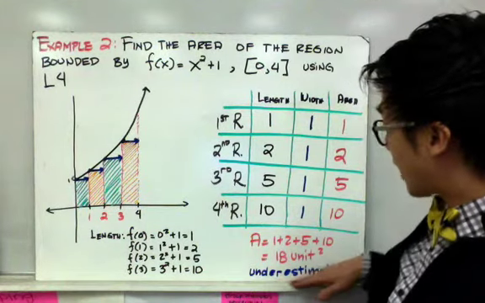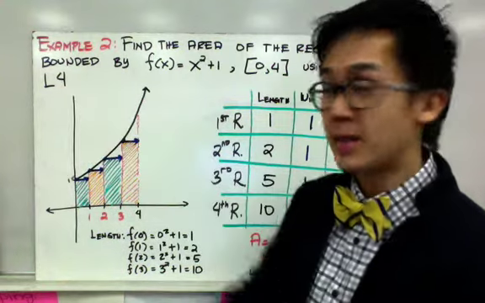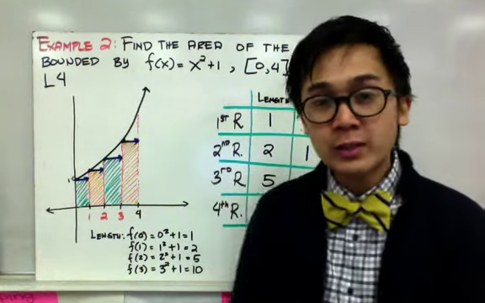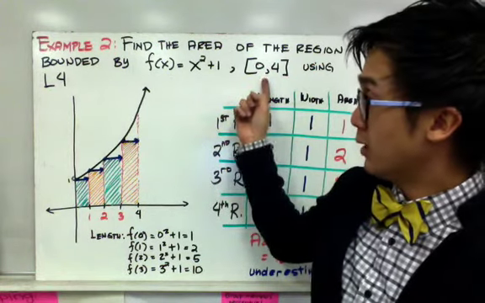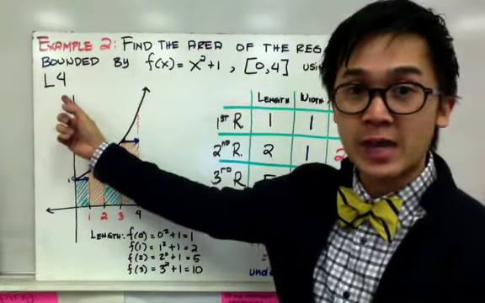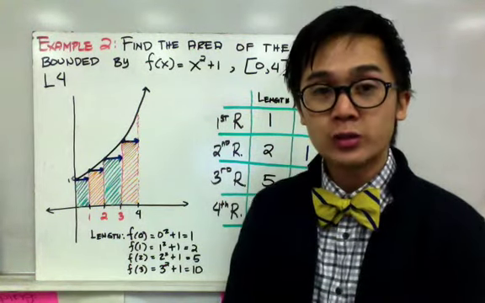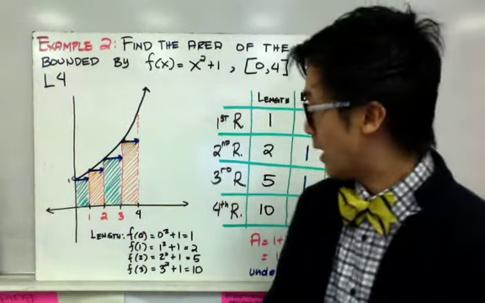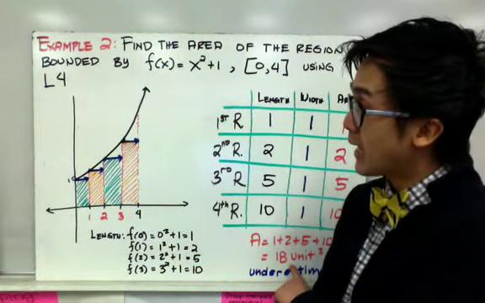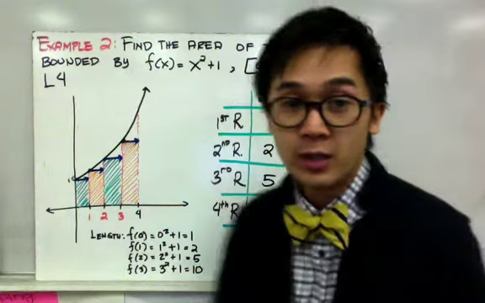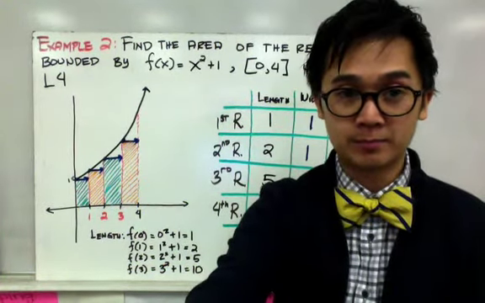Pero alam natin na nag-underestimate tayo kasi ginamit natin si left to right method. Now, using the same function, using the same interval, and using the same number of rectangles, gamitin naman natin yung right to left method. So, ano naman kaya magiging pagbabago sa estimated area under the curve kapag ginamit natin si right to left method? So, ito naman yung example ko para sa right to left method.